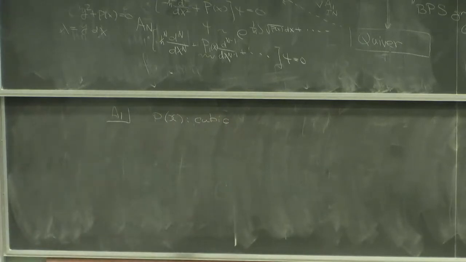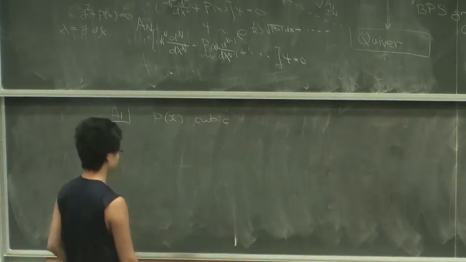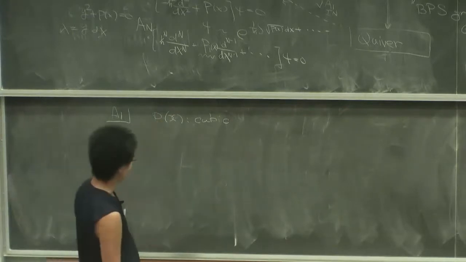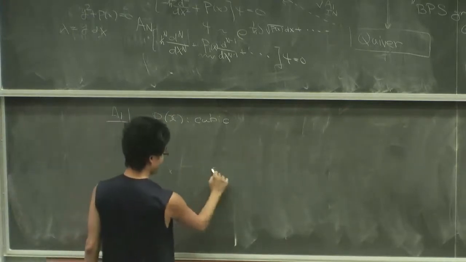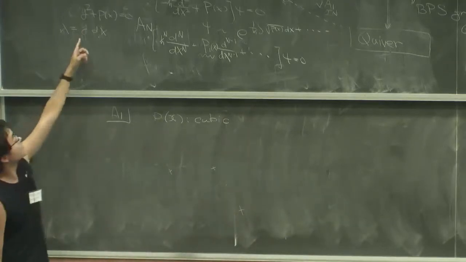And then what is the Stokes graph? Well, the Stokes graph is defined by vertices and edges. And vertices are the zeros of this polynomial. So in this case, if it's cubic, there are three zeros. And that's the point where this curve sort of degenerates.